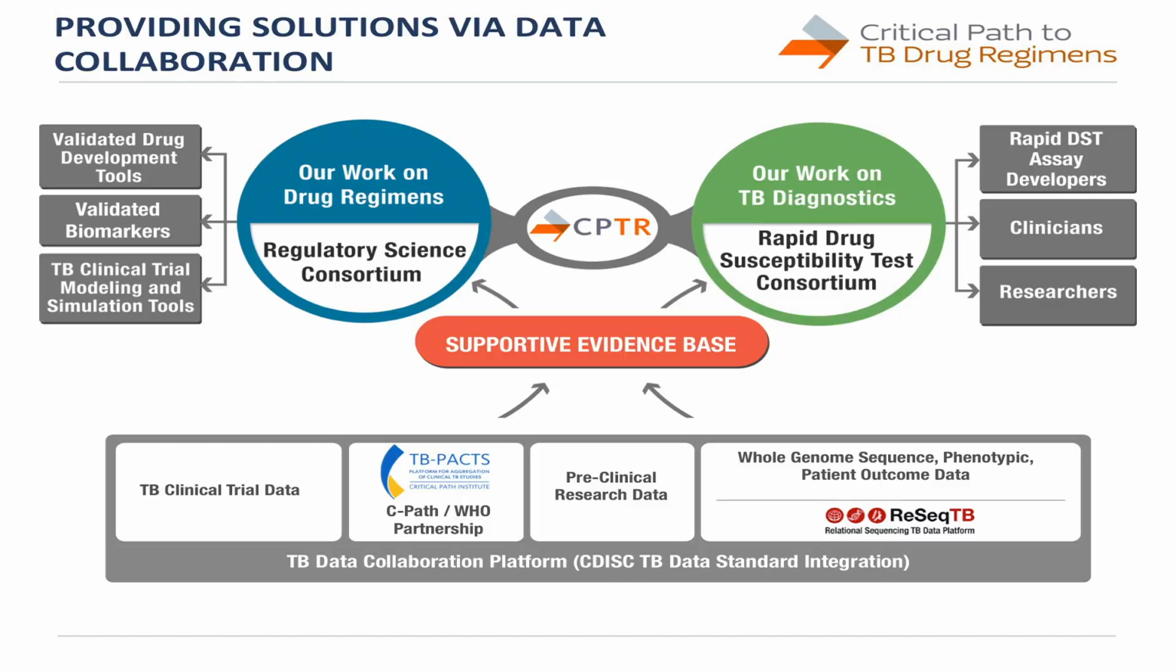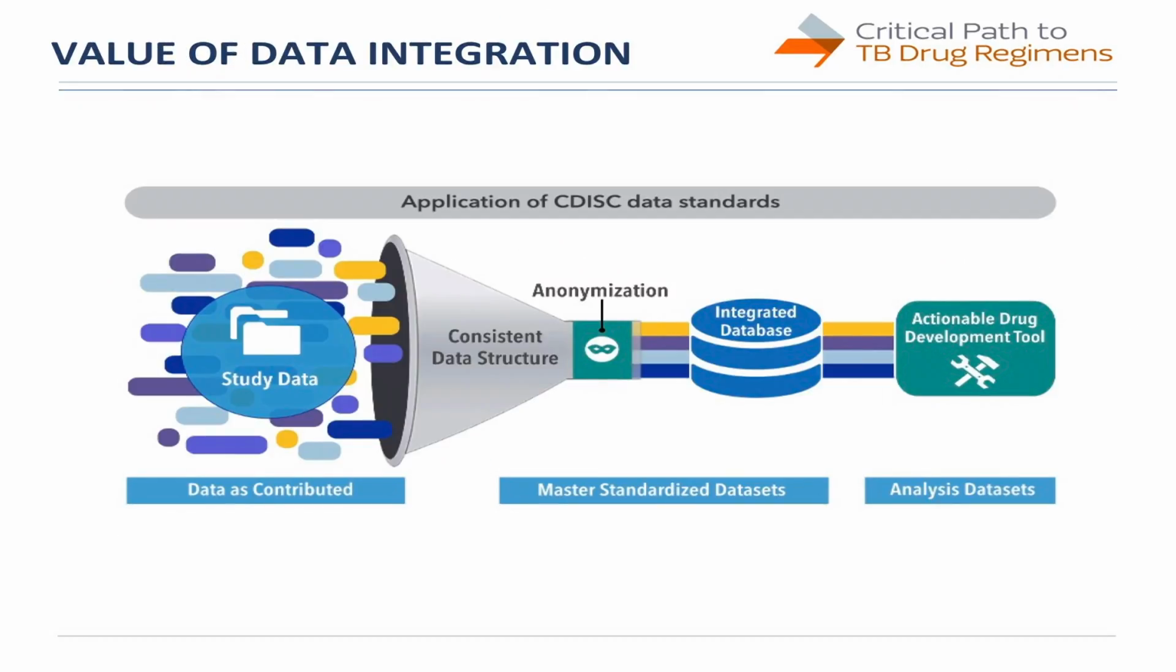And all of these data provide us the supportive evidence base to do methods evaluation, development of new modeling and simulation tools as part of our research resources group, and the Rapid DSD Consortium is largely leveraging the relational sequencing or ReSeq TB data platform that I mentioned. All of this is made possible through the use of the data standard, the TB data standard that was developed through this CPTR partnership several years ago, led by the team at Critical Path and CDISC.